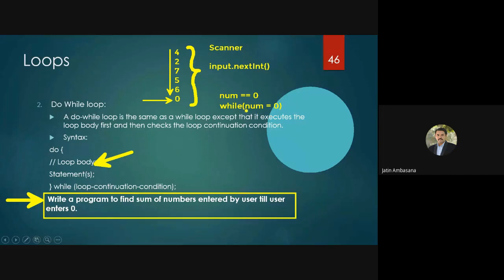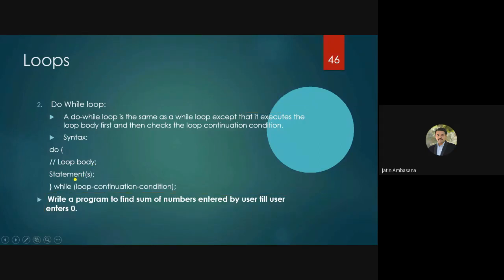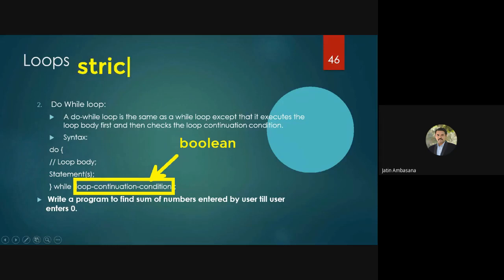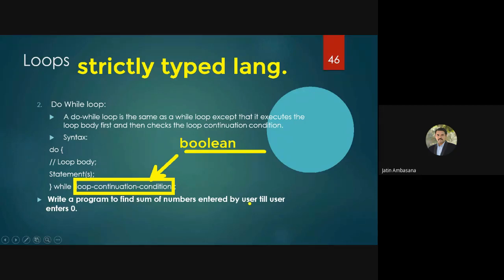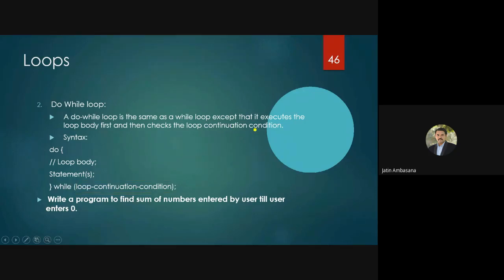Why? Because num equal to 0 will do what? It will assign the value of 0 to num, and the result is not a Boolean value. Whereas loops always require Boolean conditions. Java is a strictly typed language. So here in this loop condition, only Boolean values are allowed. No numeric values. You see? That's why Java is called what? Strictly typed language. Okay. It does not allow any numeric value to represent a Boolean value. Okay. So try this out. Okay.